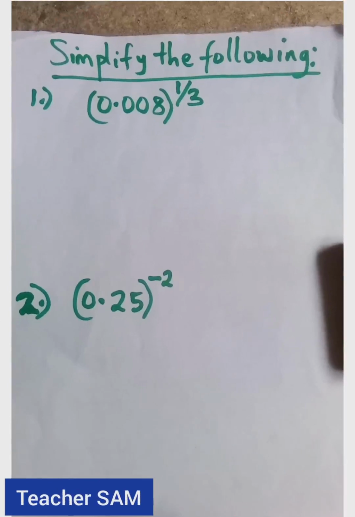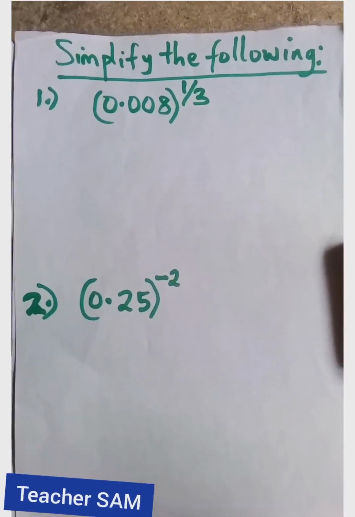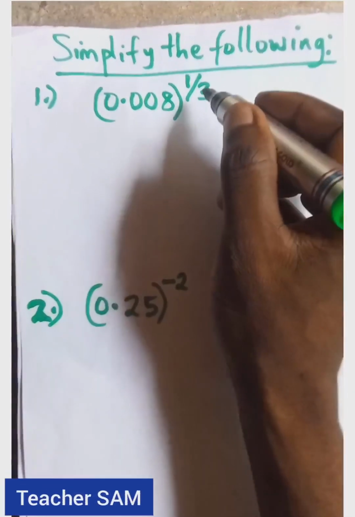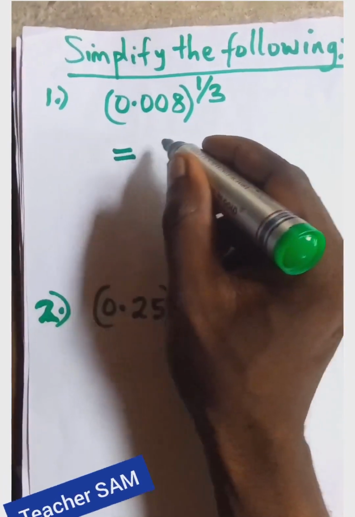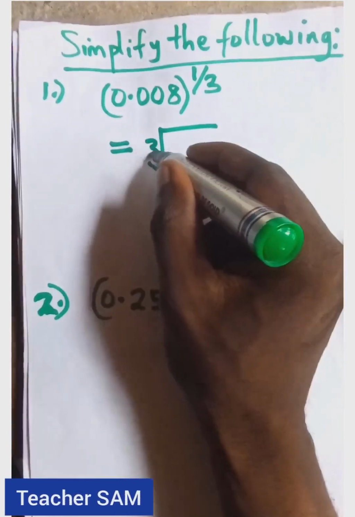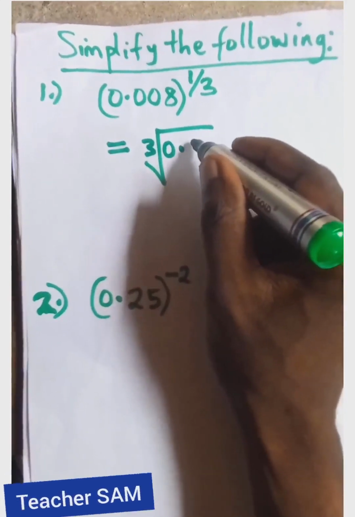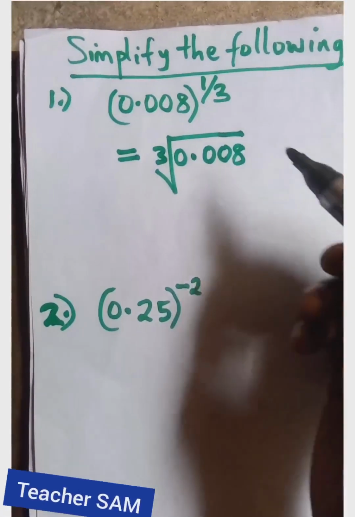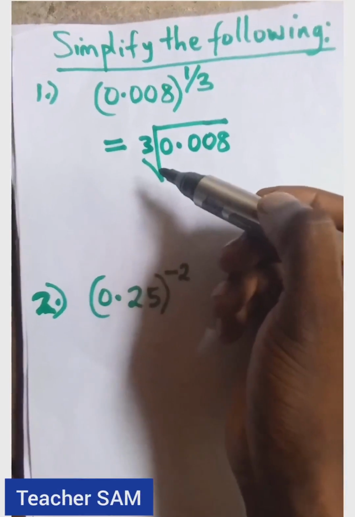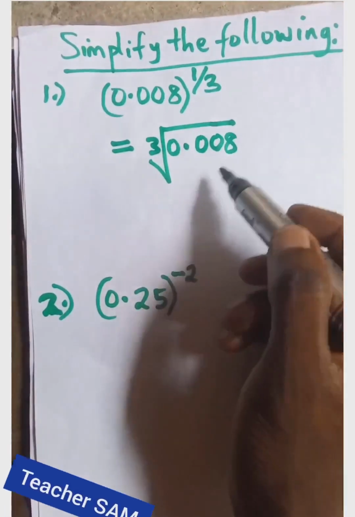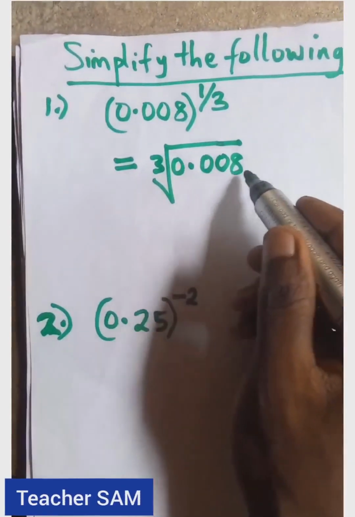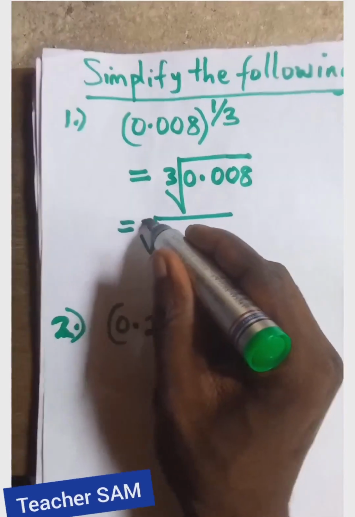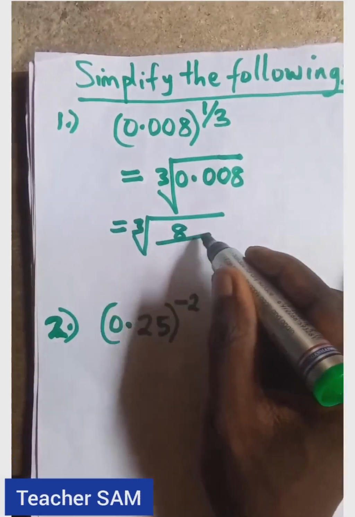Now you are faced to simplify equations like this. Simplify 0.008 raised to the power 1 over 3. We already know that this is the same thing as the cube root of 0.008. Now you're doing this without using a calculator. When you have 1 over 3, it is the cube root. If it was 2 over 3, that would have been the cube root squared. So let's change this to a fraction. Now this will become the cube root of 8 over 1000.